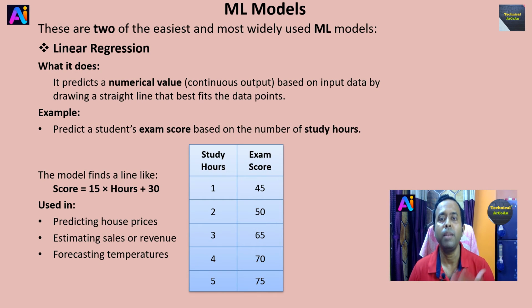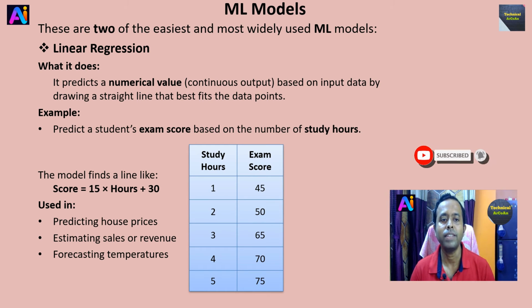Now we talk about the ML models. Two models we have discussed today. One is linear regression and another is the decision tree. Okay. So linear regression, what it does actually, it predicts a numerical, continuous output value based on input data by drawing a straight line that best fits the data points. Example, predict a student's exam score based on the number of study hours, right?